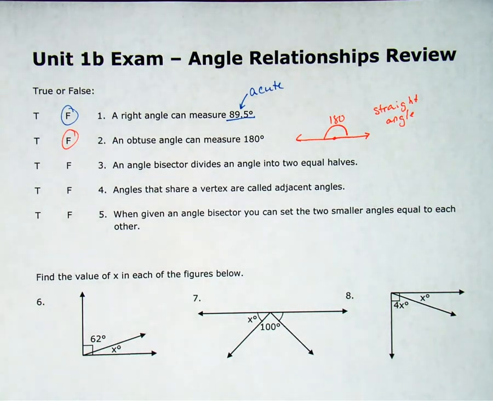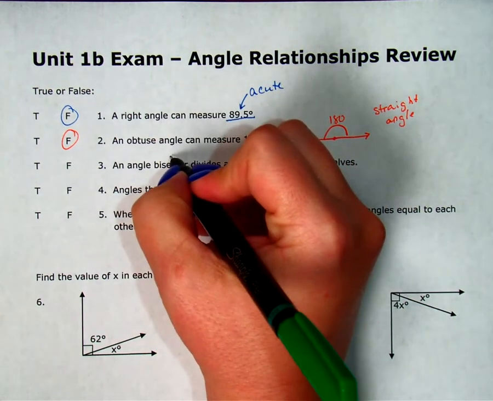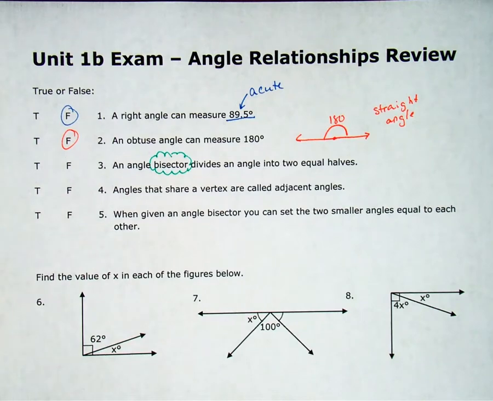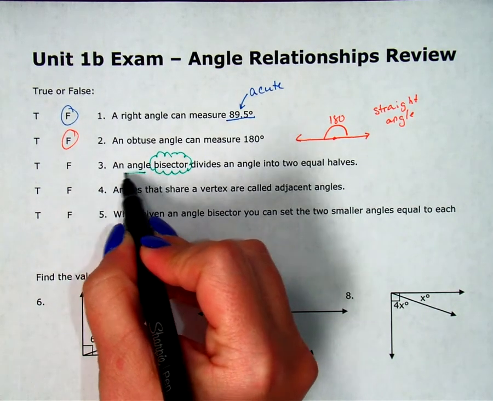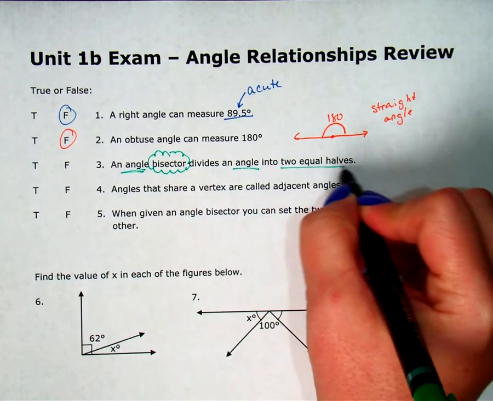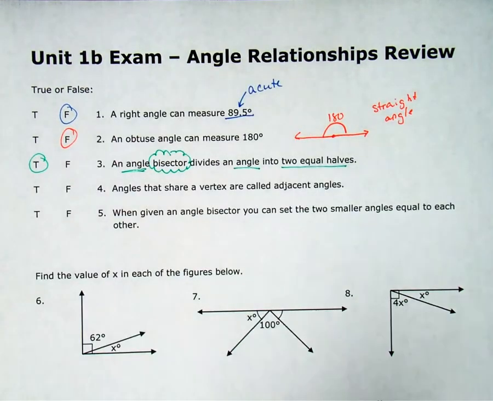Okay. Number 3, an angle bisector divides an angle into 2 equal halves. The definition of bisector is to divide into 2 equal halves. So if it's an angle bisector, then yes, that's exactly what it does. It divides an angle into 2 equal halves. That is a true statement.